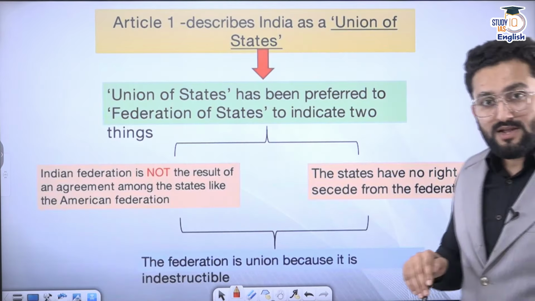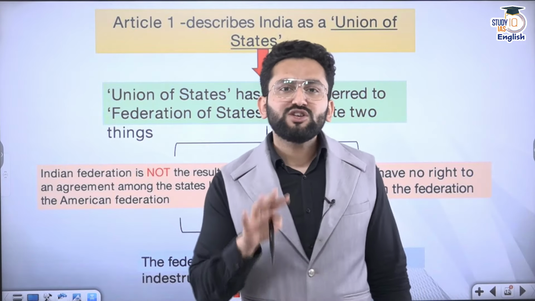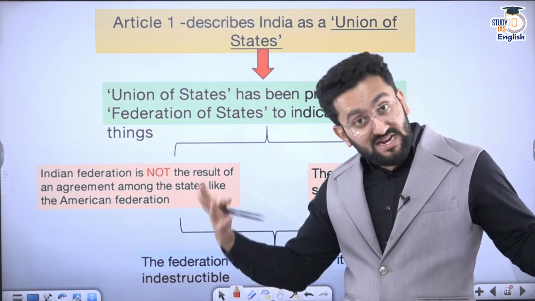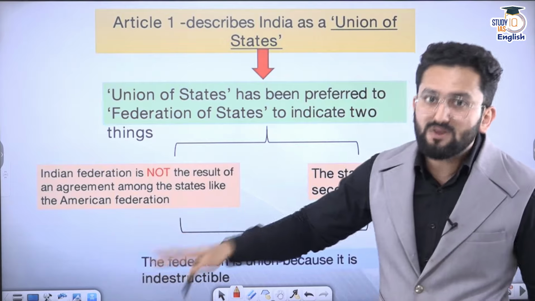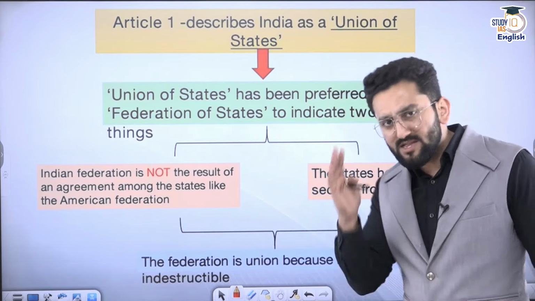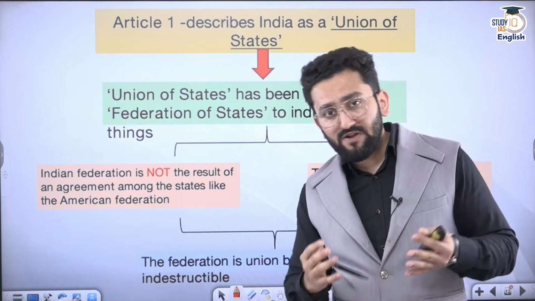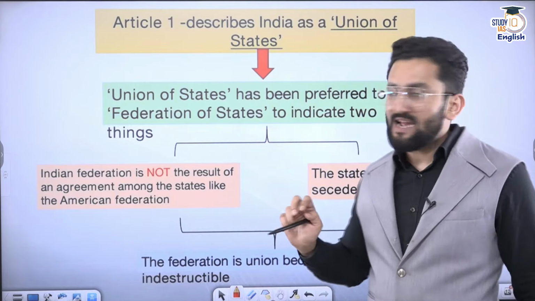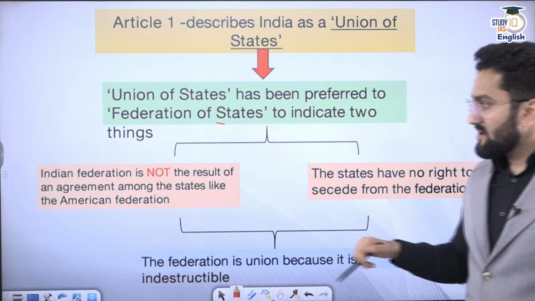Now, Article 1 describes India as a union of states. There's no mention of the word federal, and the connotation is that India is an indestructible union of destructible states. So what does it represent? It means although we are talking about a federal model, the power is tilted towards the center. Union of states has been preferred over this.